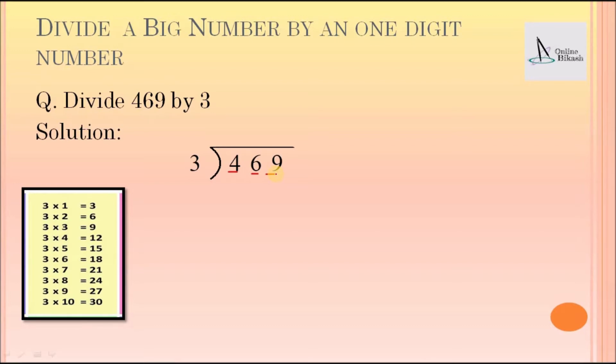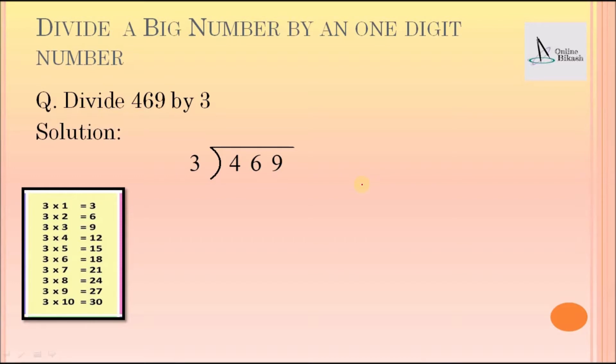Remember my students, whenever we are going to divide, we always start from the left hand side, the leftmost digit. But normally in case of multiplication and addition, we always start from the right hand side, the rightmost digit, yes or no? But in case of division, we start from the leftmost digit. First we will try to divide this 4 by 3, then we will divide this 6 by 3, then this 9 by 3. Let us see how to divide 469 by 3.